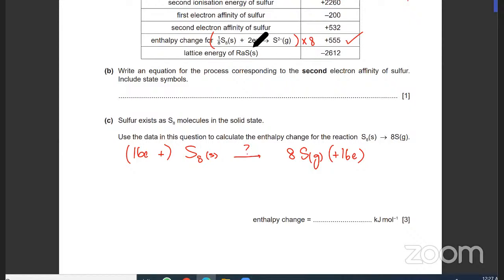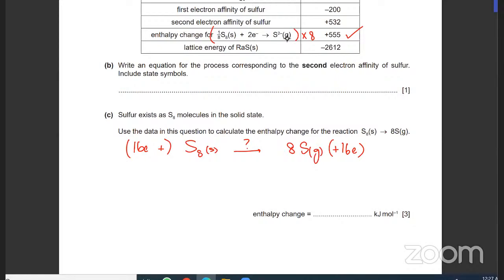S8, you add 16 electrons to it, and it will form how many sulfurs? It will form 8 S2- gaseous ions. And this would be plus 555, and that's going to be multiplied by 8. Just make sure we didn't do anything wrong. So it's S8 plus 16 electrons forms 8 S2- gaseous. So that's this path. Now I need to link this up with this one.